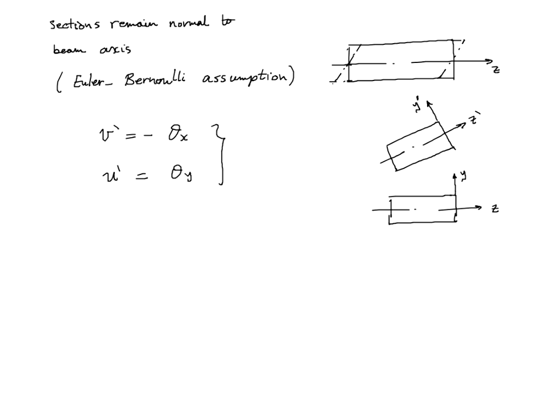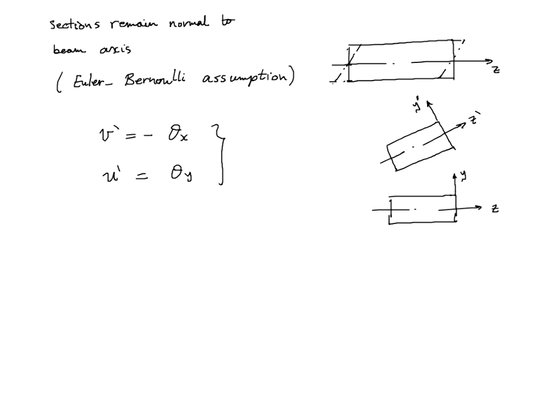So these are the two conditions that guarantee that the cross-section orientation after it rotates is still perpendicular to the beam axis after it deforms. And as you can easily see, it links displacements and rotations. So right now, the two rotations, theta x and theta y, are no longer independent of the displacements of the center line of the beam axis, but they are actually dependent on them.